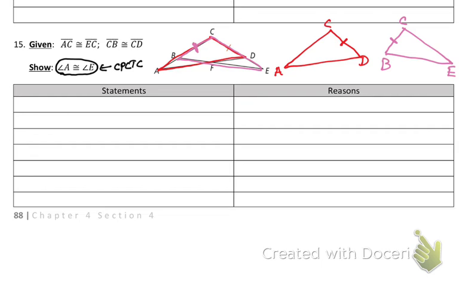Now let's go through and see what other givens we have. Okay, so we have given 1. AC is congruent to EC. AC is congruent to EC. So we can add more tick marks to these. I can add a double tick mark here, a double tick mark here. They also give me CB is congruent to CD. CB, oh, I already have that one marked. Cool, so that's my given. Do we have a postulate that says side, side?